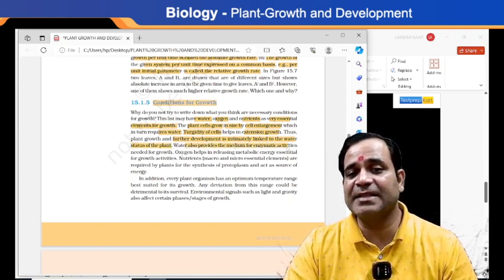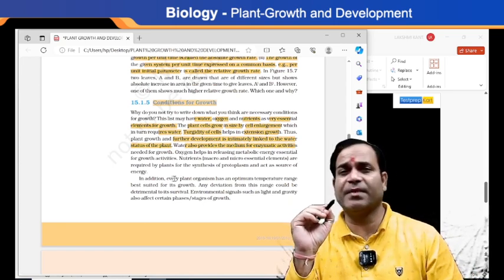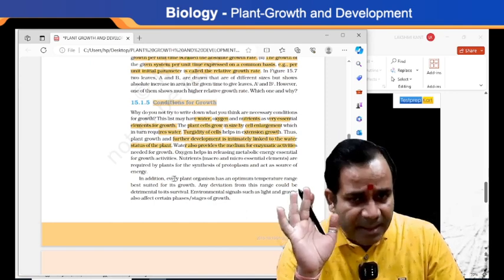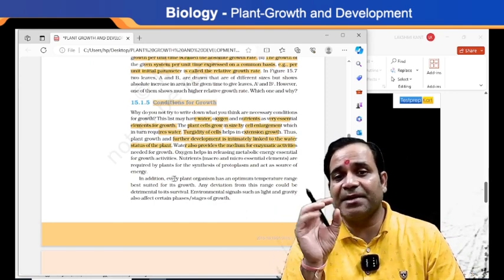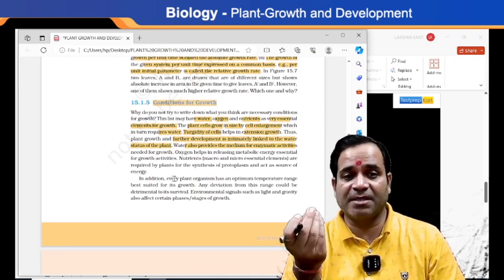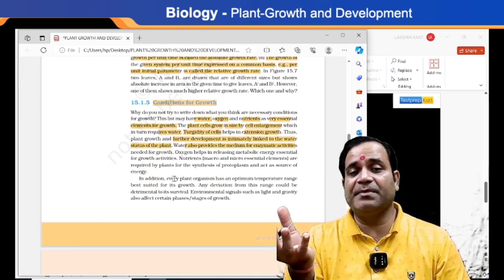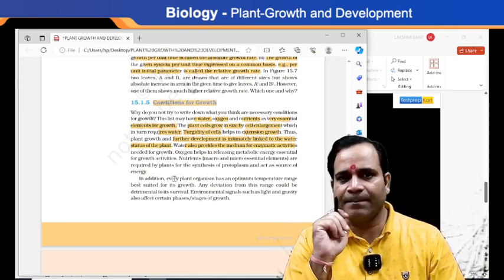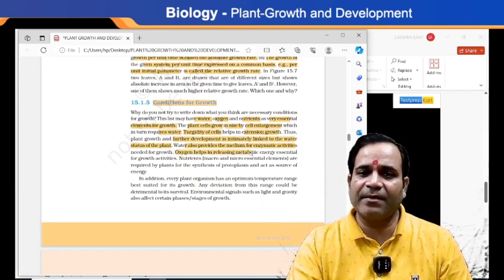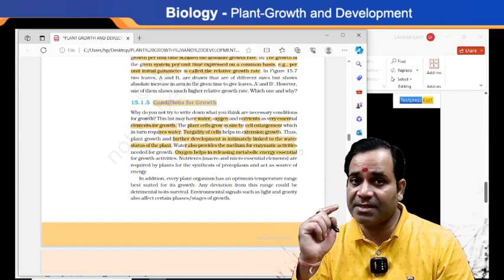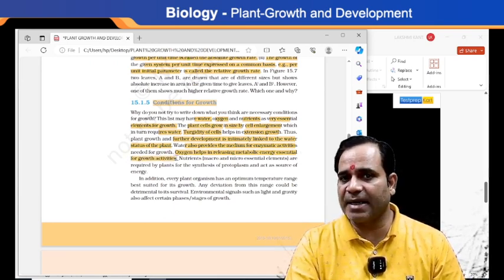So water also provides the medium for enzymatic activities. You know that there are various types of enzymatic activities within the plant cell, my dear. Am I right or not? Yes, sir, definitely you are right. Whatever enzymatic activities occur within the plant's body cells, how is that possible, sir? It is only possible with the help of water, my dear, right? Now, oxygen also helps in releasing metabolic energy. Yes, this is also very important for growth activities.